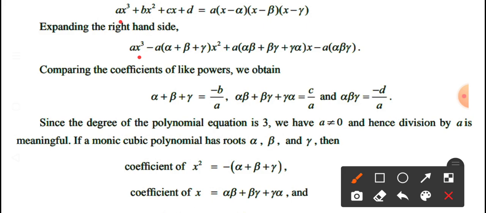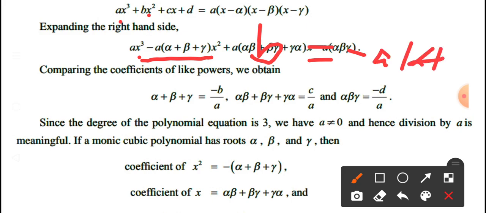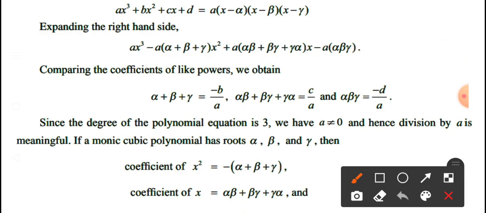Okay. Next, the coefficient of x square in the left hand side is equal to b. Then the coefficient of x square in the right hand side is what? Minus a into alpha plus beta plus gamma. Okay. So we get alpha plus beta plus gamma.